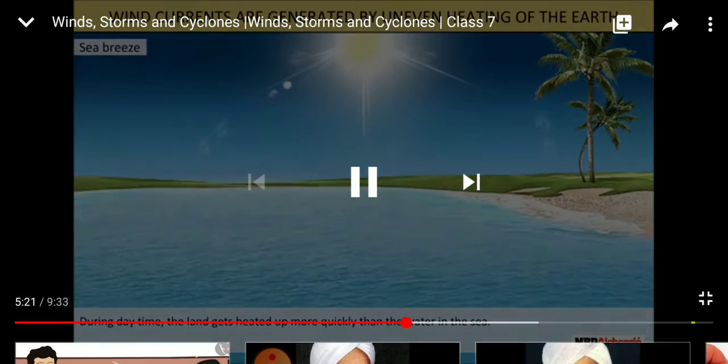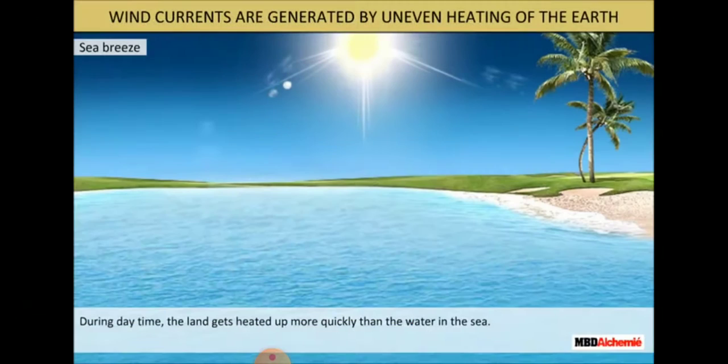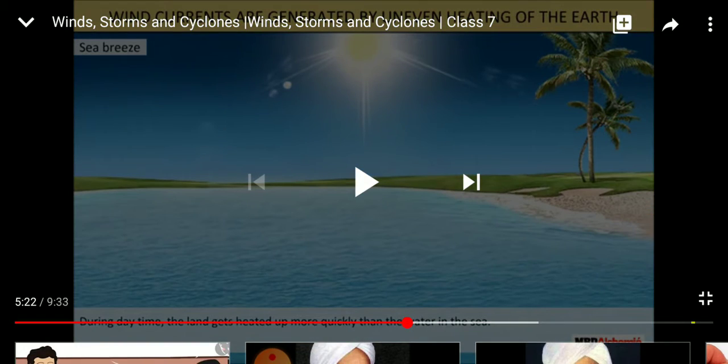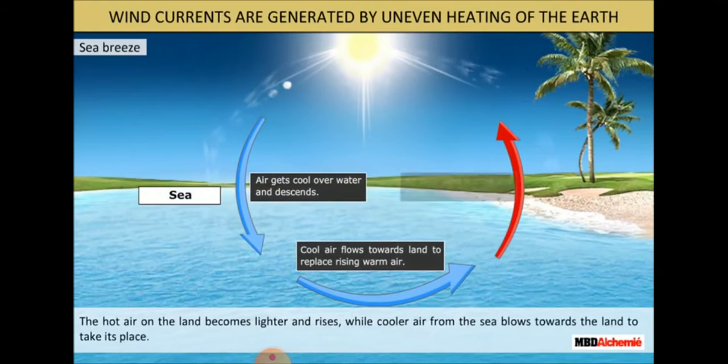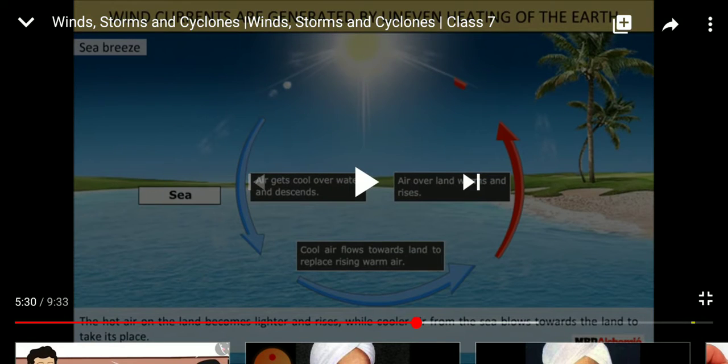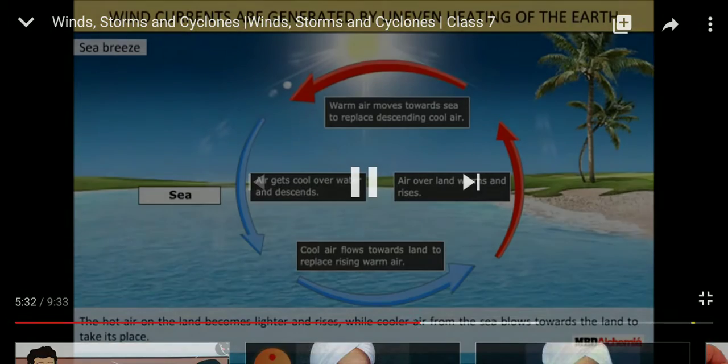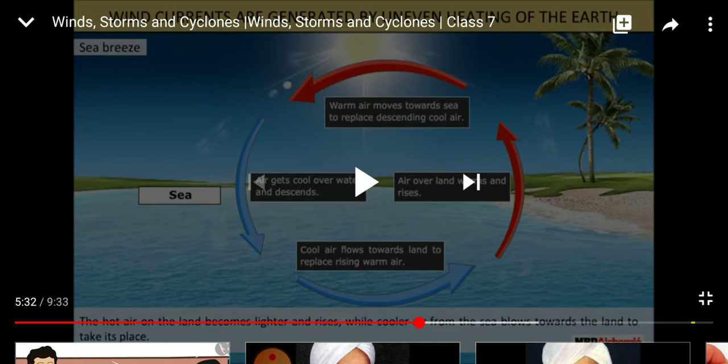Here I am giving you two examples. First is sea breeze and land breeze. In the sea breeze you can see that during daytime the land gets heated up more quickly than the water in the sea. Air gets cool over water and descends, and then cool air flows towards land to replace rising warm air, and air over land warms and rises, and then warm air moves towards sea to replace descending cool air.